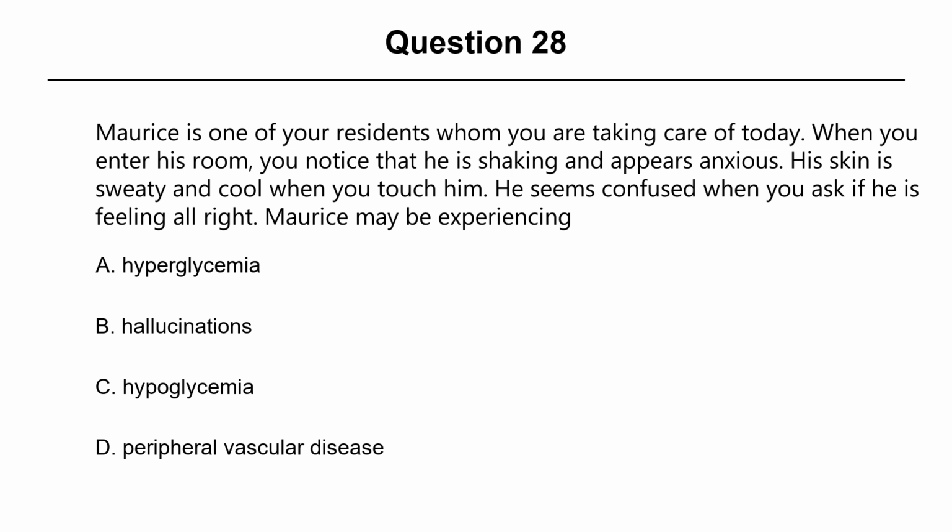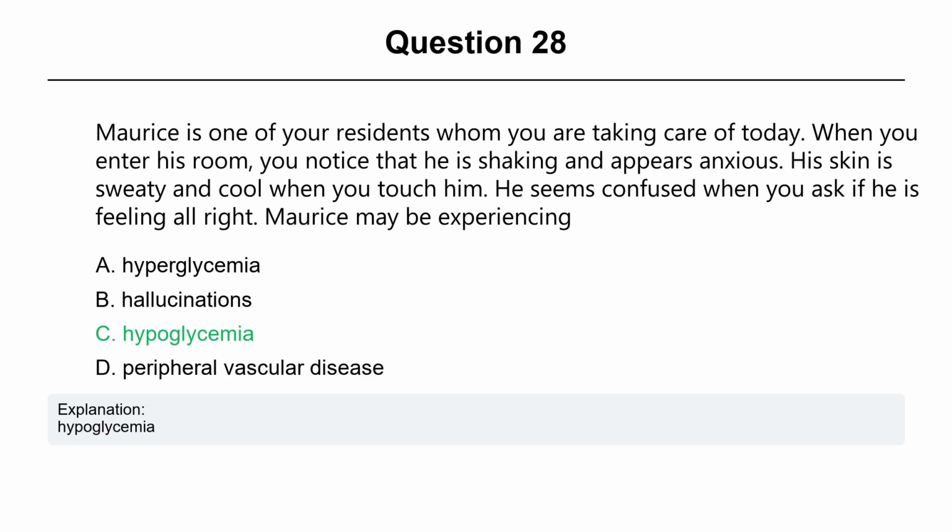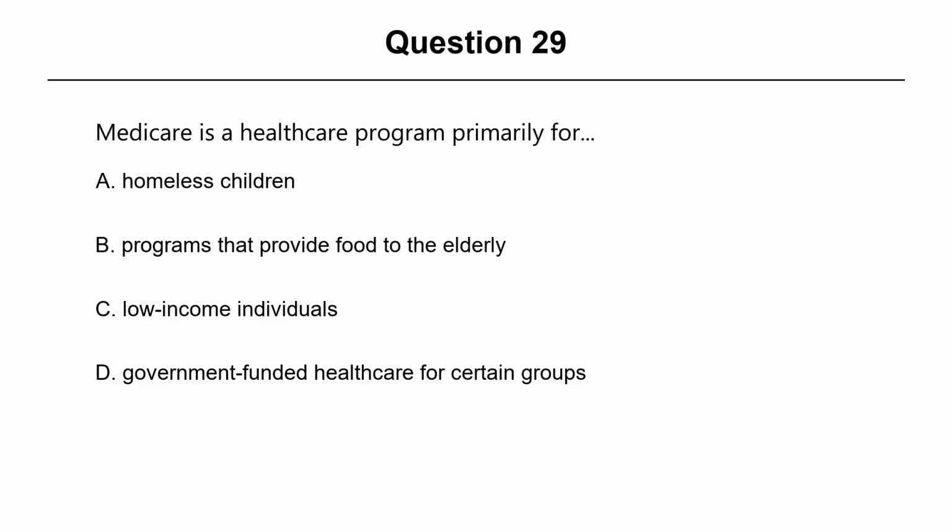Question 28. Maurice is one of your residents whom you are taking care of today. When you enter his room, you notice that he is shaking and appears anxious. His skin is sweaty and cool when you touch him. He seems confused when you ask if he is feeling all right. Maurice may be experiencing: Option A, hyperglycemia. Option B, hallucinations. Option C, hypoglycemia. Option D, peripheral vascular disease. The correct answer is option C, hypoglycemia.